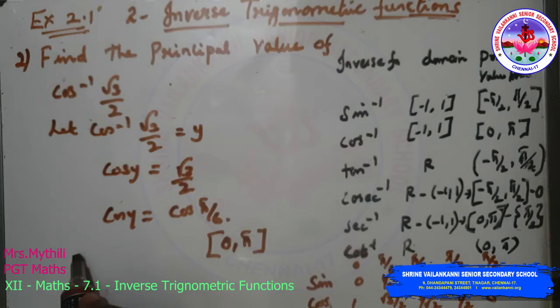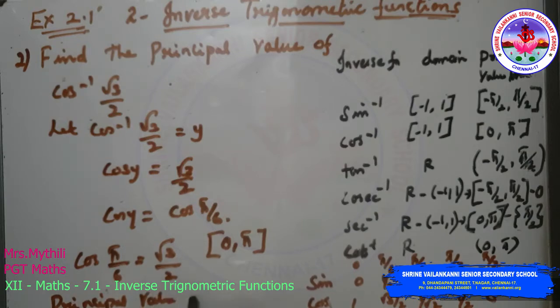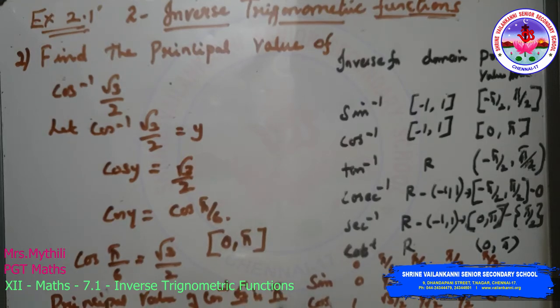So cos of pi by 6 is equal to root 3 by 2. Therefore the principal value of cos inverse of root 3 by 2 is pi by 6.